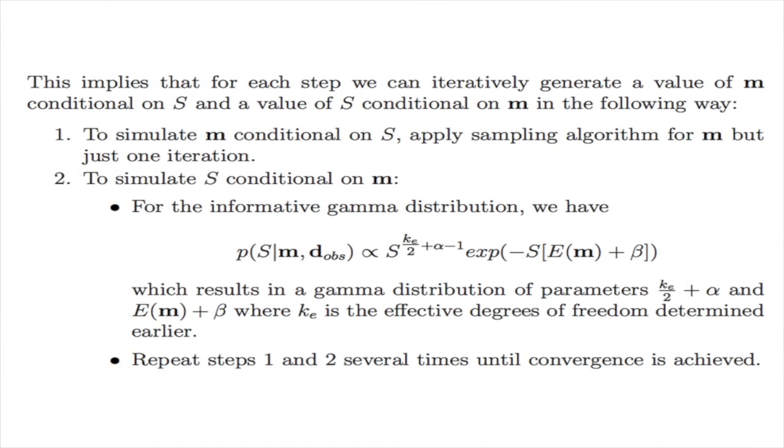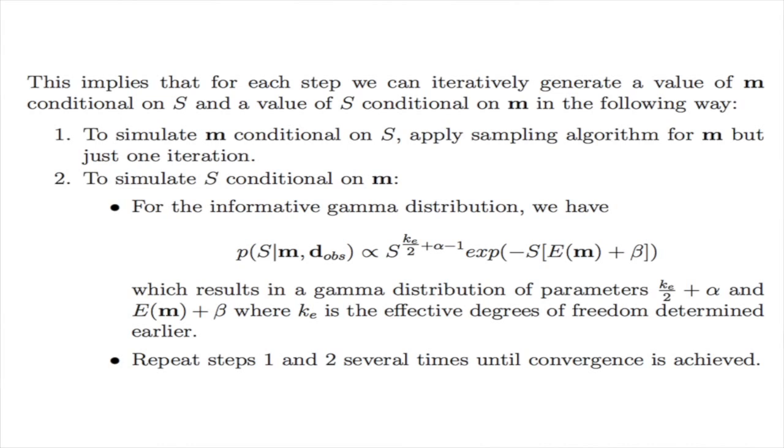so we simulate our climate with M and assuming not yet an S, but we calculate our climate given M, and then we simulate or pick an S conditional on M using our cost function by picking it from this gamma distribution with the two parameters, alpha and beta plus E of M. In this formula, there is this thing about degrees of freedom here. So we do need our estimate of the degrees of freedom in order for this thing to work properly. But that's kind of how you do it.